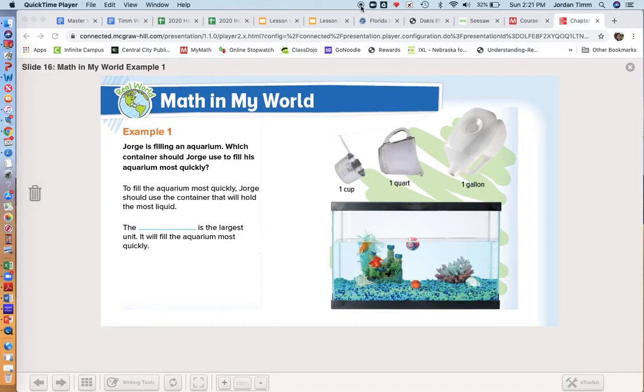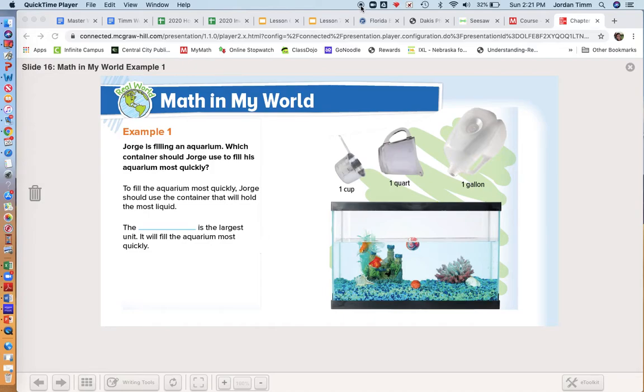So before we get started on this first example, I don't have the information on the slide, but you have it in your book. So we're going to go through that together. Please find the top of page 709 and follow along as I read. The amount of liquid a container can hold is its capacity. So the amount of liquid that a container holds is capacity. Different containers measure different capacities.